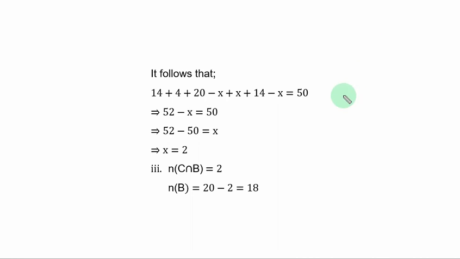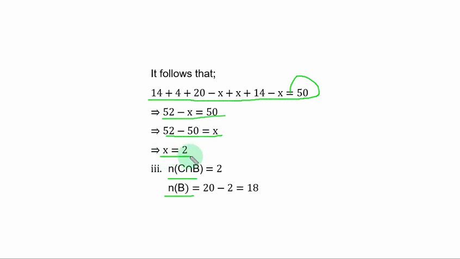In the last part of the question, you are asked to find the number of students that take chemistry and biology only. Before then, you have to get S, and that is adding everything in the Venn diagram and you equate it to 50. That is the universal set. You have this result and this result. Therefore, S is equal to 2.